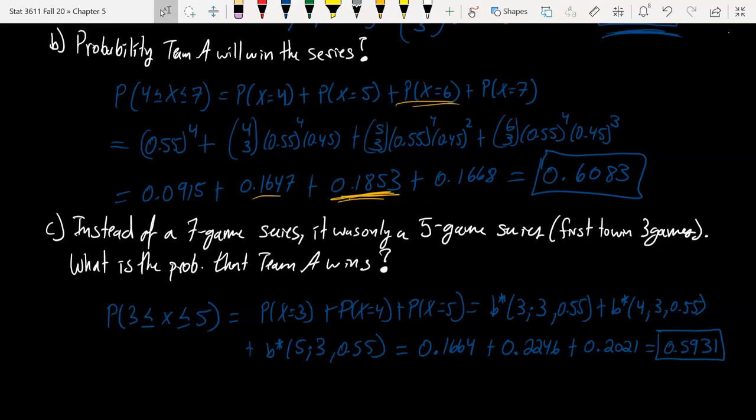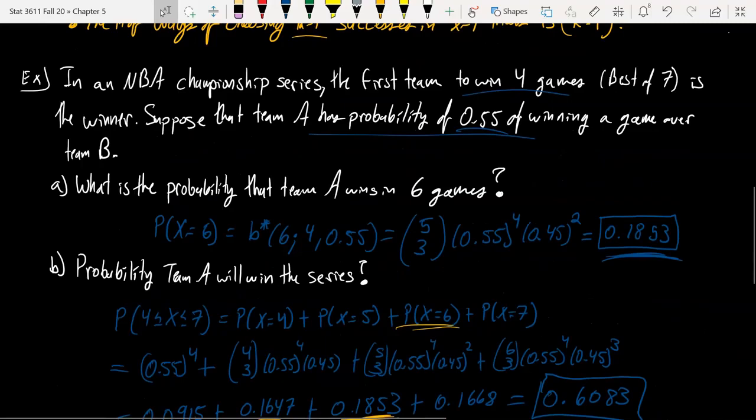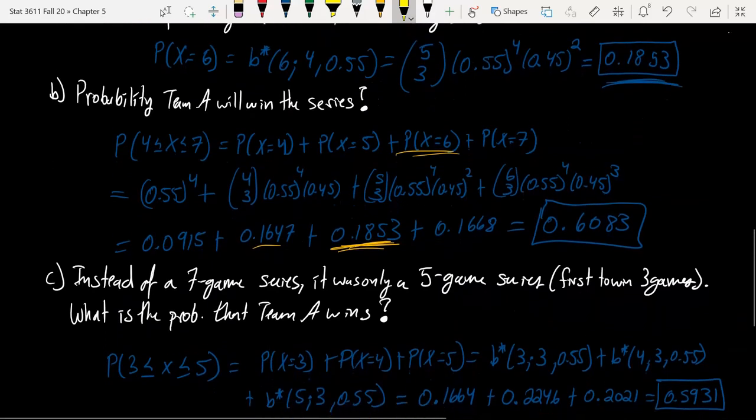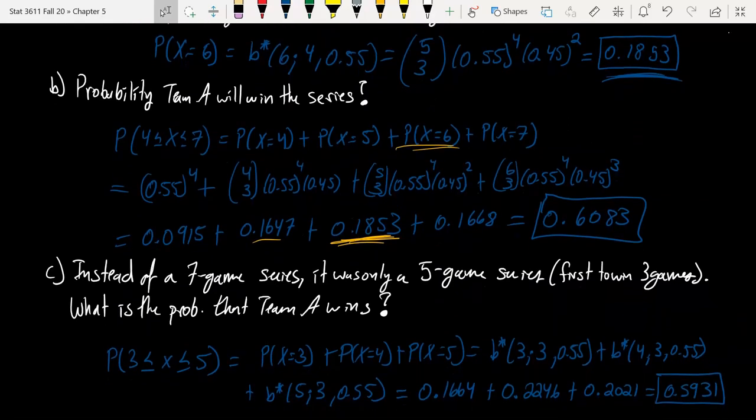Think about a 1-game series. What if it was a 1-game series? What's the probability that Team A wins that? Well, if it's only 1 game, Team A wins that with probability 0.55, right? The longer the series, the better it favors the stronger team. The weaker team is less likely to, quote unquote, upset the stronger team. And so the more games you play, the more that team would have to upset the stronger team, which is a less likely thing to happen.